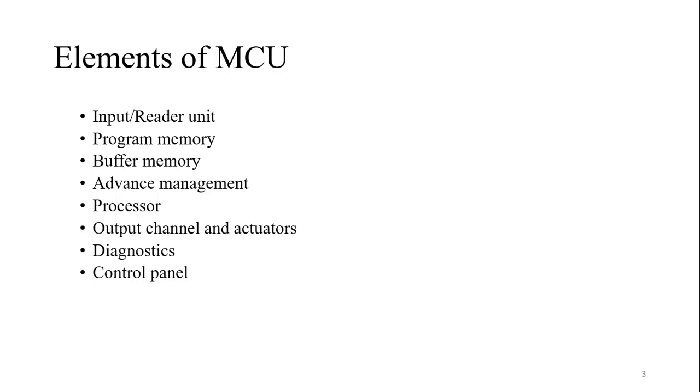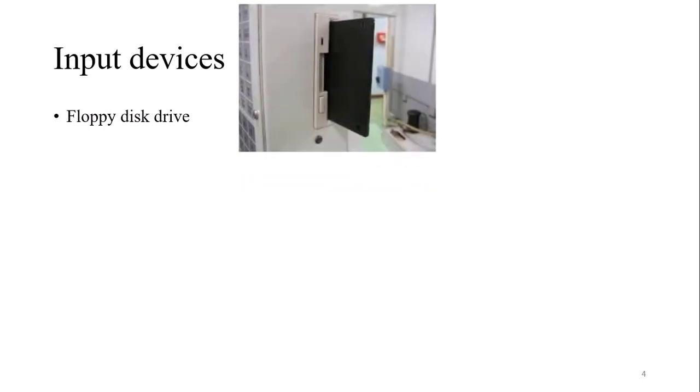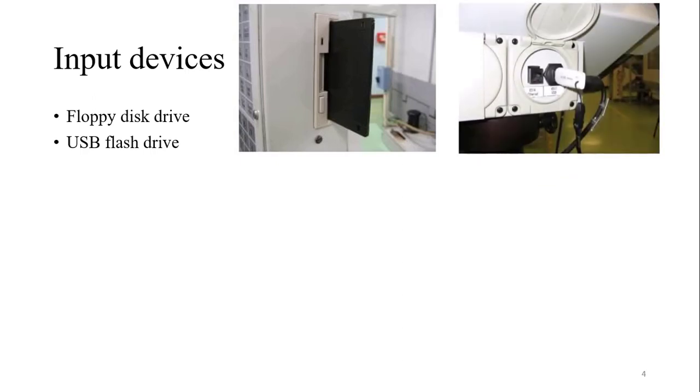Correct. So the first one is your input or reader unit. Those are the units on which the program is written, and it has to be inserted into your MCU so that the MCU can read the data. Earlier it was a punched tape, punched card or magnetic tape, but nowadays we have started using input devices like the floppy disk drive, which you have already seen. Maybe some of you have seen them, but in my age I have seen many of these floppy disk drives. Then the second is the USB flash drive. This is the most common today, the USB, or you can say the pen drive, which we use in computers. You can see the image on the right side.